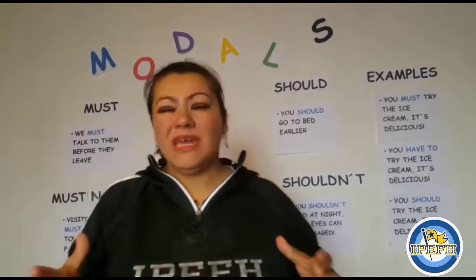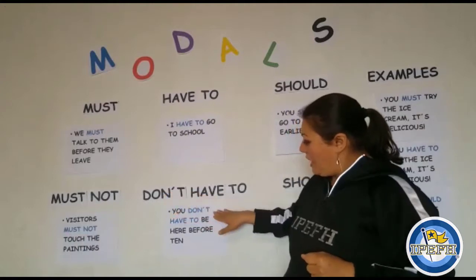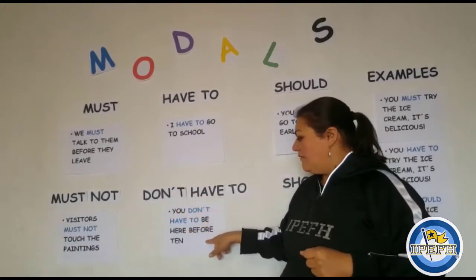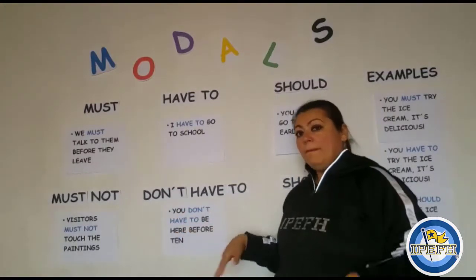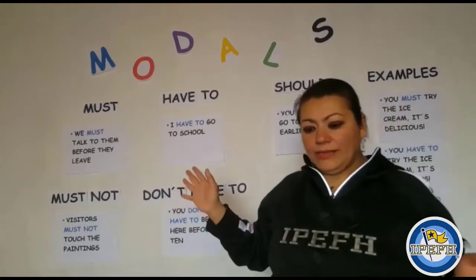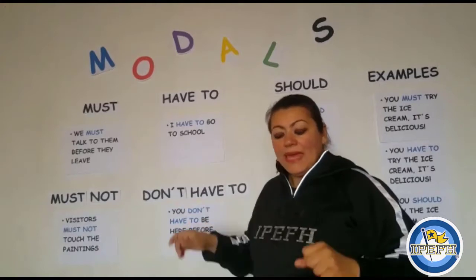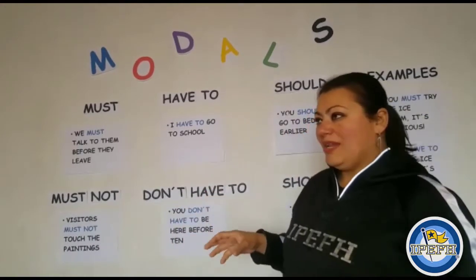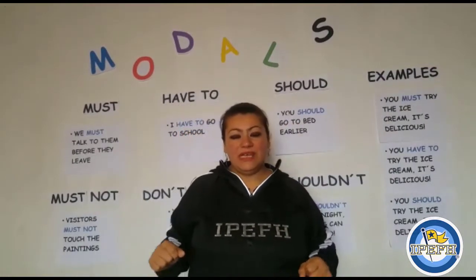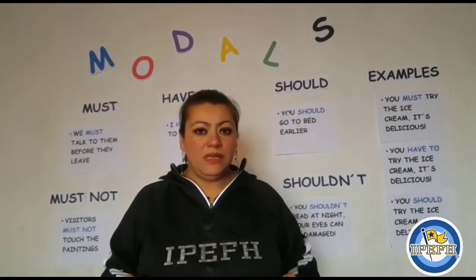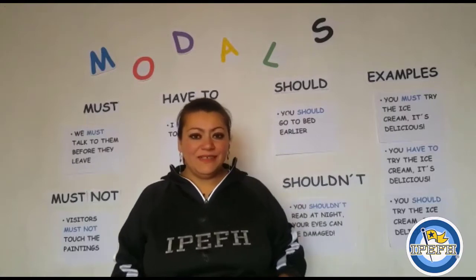When we say something that is not necessary to do. For example, don't have to. You don't have to be here before 10. It is not necessary that you are here before 10. But you can be here before 10, at 9 or at 8 if you want to. But it isn't necessary. And when you are going to give a strong advice, you have to watch this film. It's really beautiful. You have to watch it. It's a strong advice.